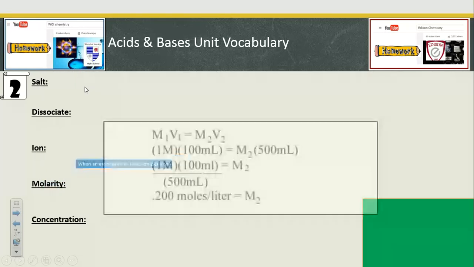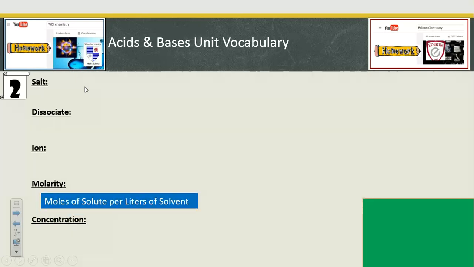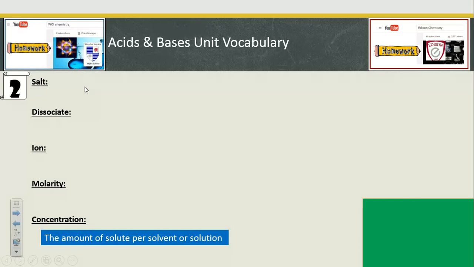Simple enough. Molarity, another word coming back from a previous unit because we have to measure concentration of acids and bases. It is the moles of solute, aka the acid or the base, divided by the liters of solvent, the water that they must have in order to do their jobs. Concentration, another repeat word. It is a relative comparison of how much solute is in the solvent. In acids, a low pH means there's a lot of H plus, aka H3O plus, and bases have lots of OH negatives. So concentration relates to hydronium ion concentration, the amount of solute per solvent over solution.